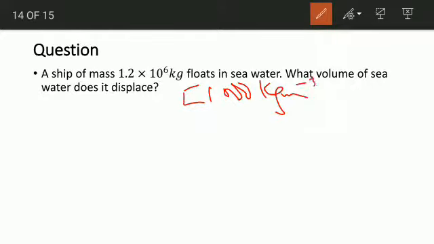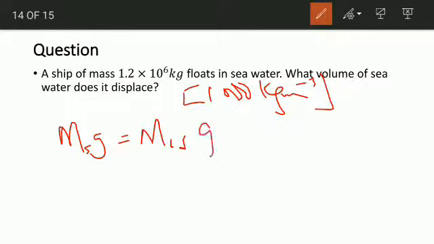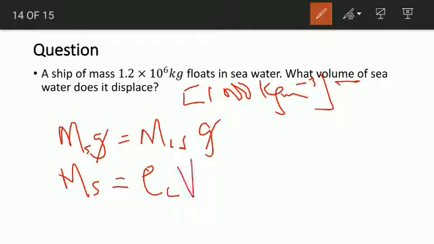meter cube. Okay, so here we already know that the mass of solid times acceleration due to gravity is equal to the mass of the liquid displaced times acceleration due to gravity. Now since we're asked to find the volume of the seawater displaced, we can write this as, remember this cancels this, so the mass of solid is equal to the mass of liquid displaced, which is density of the liquid times volume of solid immersed, or volume of liquid displaced. Never forget that volume of solid immersed is the same thing as volume of liquid that is displaced, which is what we are asked to find.